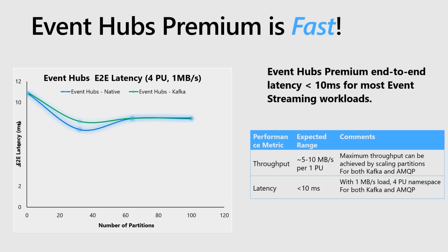Kafka and Event Hubs Native. Event Hubs Native tends to be a little faster because AMQP is a more optimized protocol than the Kafka RPC protocol, but we're talking about under 10 milliseconds for that 1 megabyte per second workload, consistent. If you are in that workload tier, it will be a flat line in terms of latency.